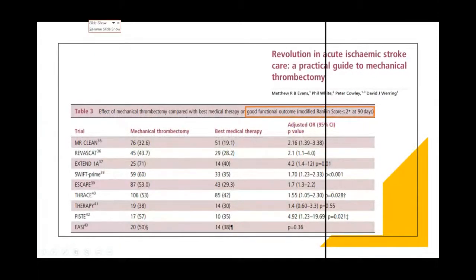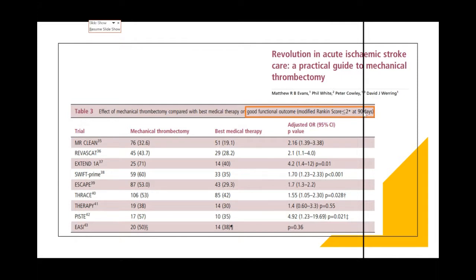And this is a review that was published in 2017. This one looked at best medical therapy versus functional outcome. Early RCTs published in 2013 failed to show improved efficacy versus IV thrombolysis, but this was attributed to poor study design with regards to patient selection, older technology, and long delay from stroke to intervention.